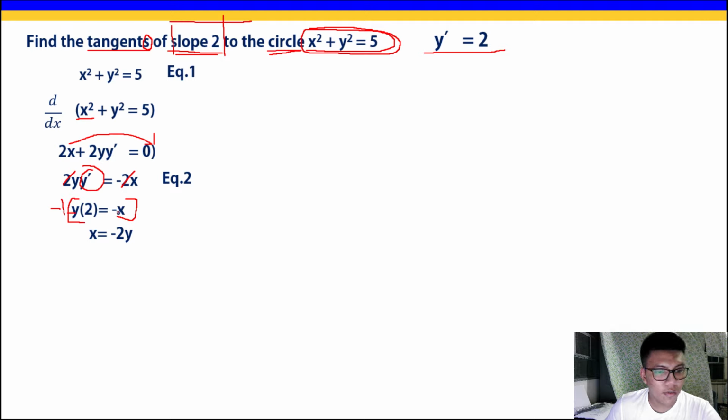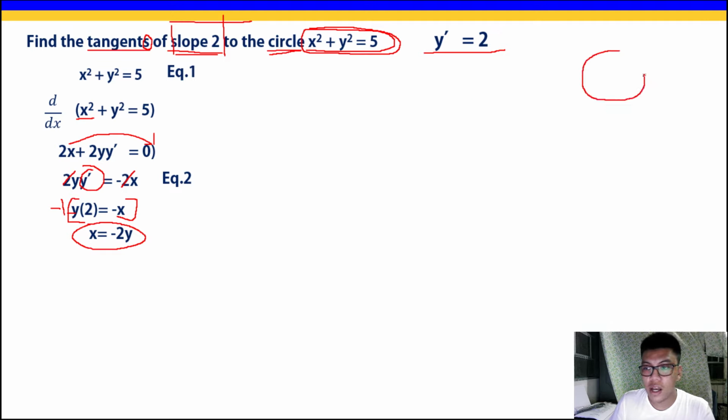Okay? So, baka may nagtatanong na sa isip, bakit kailangan nating i-substitute ngayon yung y prime or yung slope natin dun sa ating derived na equation ng circle? So, sinubstitute natin yung ating slope dun sa ating equation ng circle para malaman natin kung saang point within the circumference of the circle magkakaroon ng tangent line na ang slope ay 2.